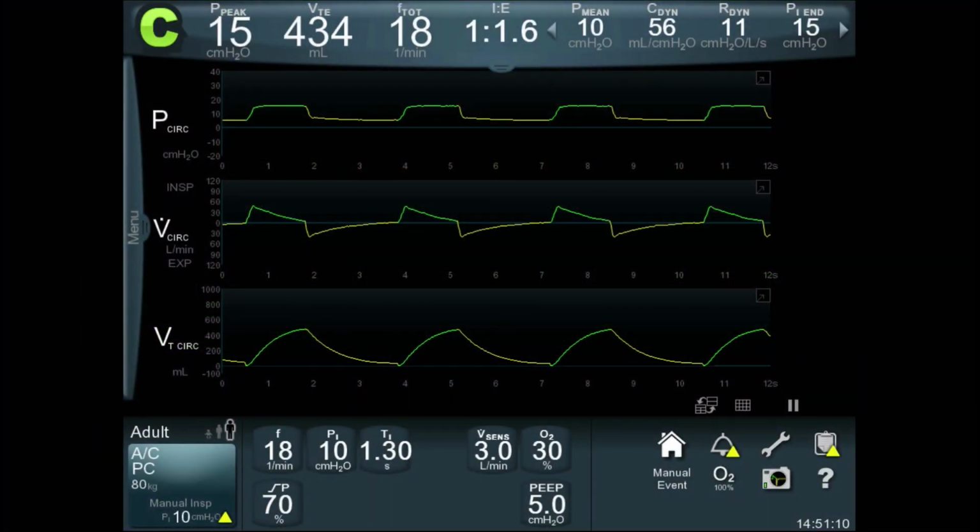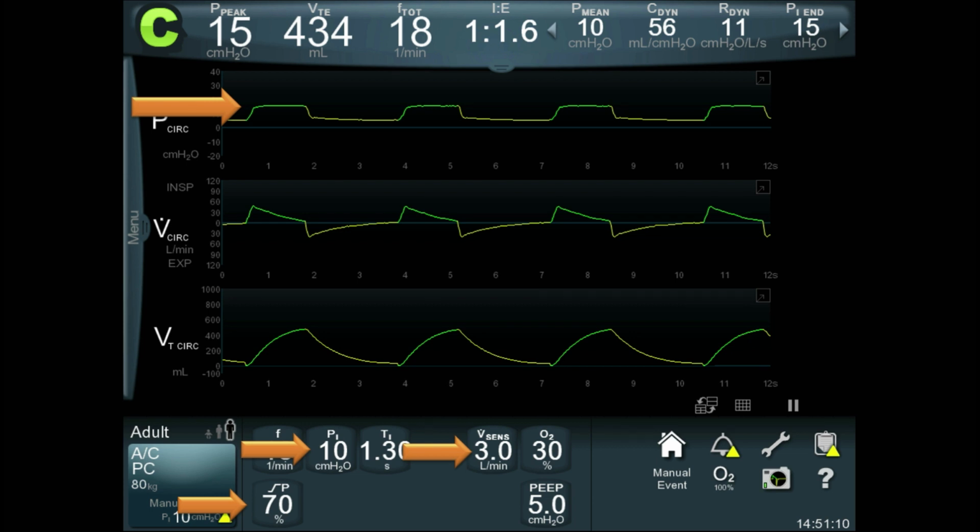This is an example of the screen that we would like to see in Carla's case. You can see that she's on pressure assist control. She's on 18 breaths per minute. The inspiratory pressure is 10 centimeters of water. There's a PEEP of 5. Flow by is set at 3 liters per minute, and the rise time is 70%. And you can see that there's a lovely flat top pressure waveform, and the I/E ratio is 1 to 1.6. And this translates to a tidal volume of 434 mils, which is pretty good.